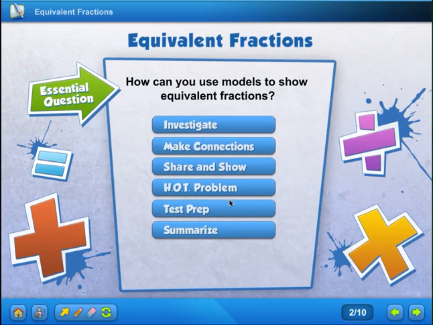Hi everyone, we are on lesson 6.1 and that is page 227 of your colored math book. The question says, how can you use models to show equivalent fractions? An equivalent fraction means fractions that are the same amount, fractions that are equal. So that's what we're going to be learning about today, equivalent fractions. Fractions that are equal.